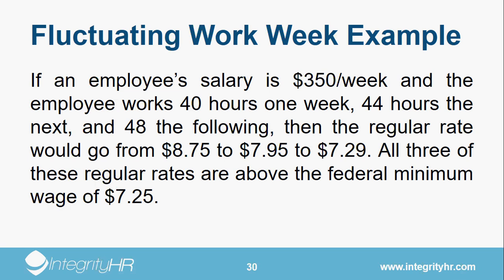So for an example on this kind of confusing concept, you want to be careful about it because you want to make sure that you really understand it well if you're going to implement this. If you've got an employee salary that's $350 a week, and the employee works 40 hours one week and 44 the next and 48 the following, then the regular rate would go from $875 an hour to back down to $795 and then down to $729.